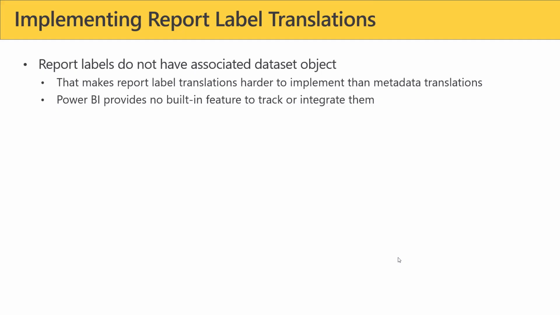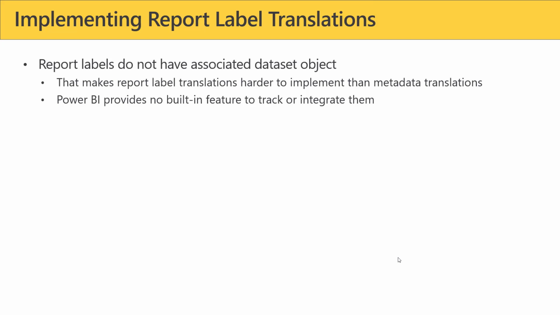Now, as you recall, there are 3 types of translations. We've already dealt with metadata translations, and what we saw is they were relatively easy to work with, especially with a tool like Translations Builder. Now we're going to move on to implementing report label translations.